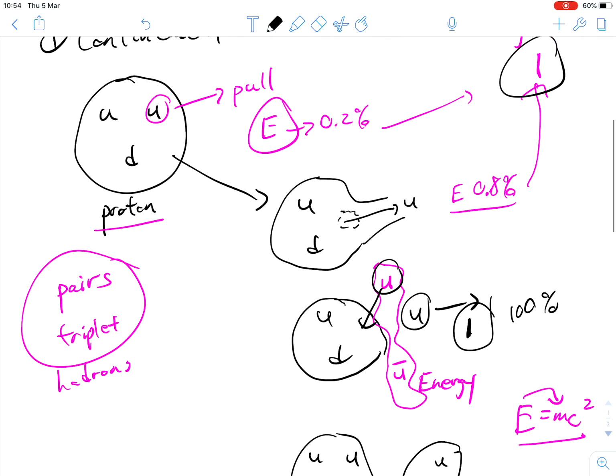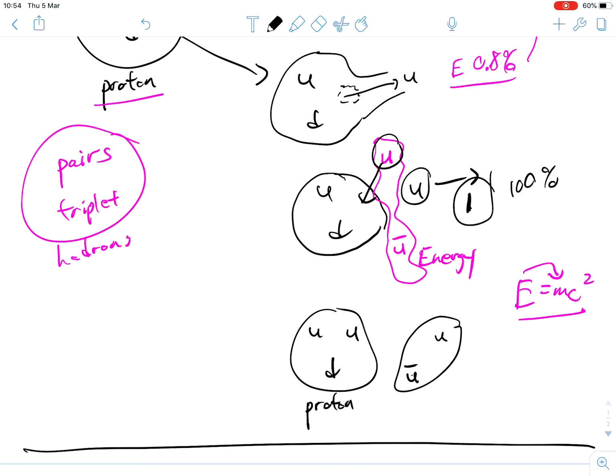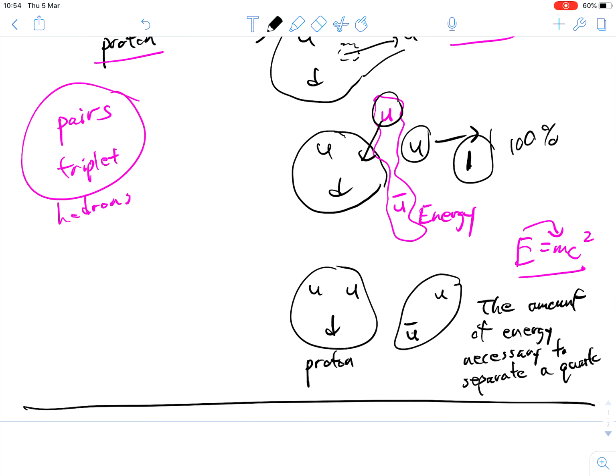Okay, just a quick note here: the amount of energy necessary to separate a quark will create new matter.